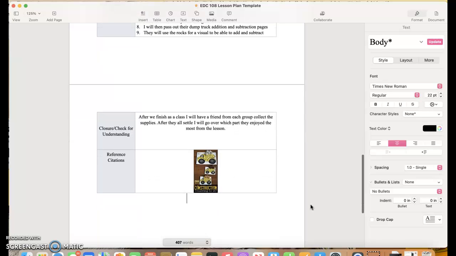For closure, after we finish as a class, I will have a friend from each group collect all the supplies. After they all settle, I will go over which part they enjoyed most from the lesson.